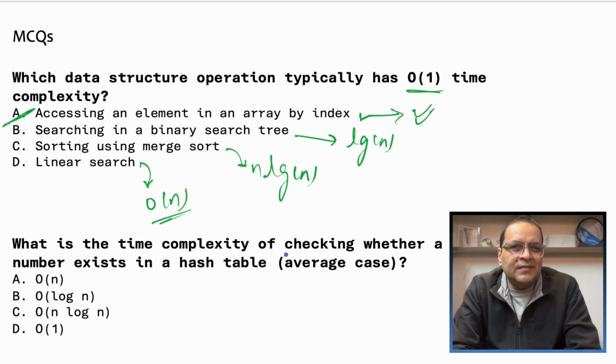When we discuss the hash map data structure, we will see that all the operations in a hash map are constant time operations. Whether you are inserting a value, deleting a value, updating a value, or just reading a value from the hash map, all of these operations take constant time. So the answer is D.